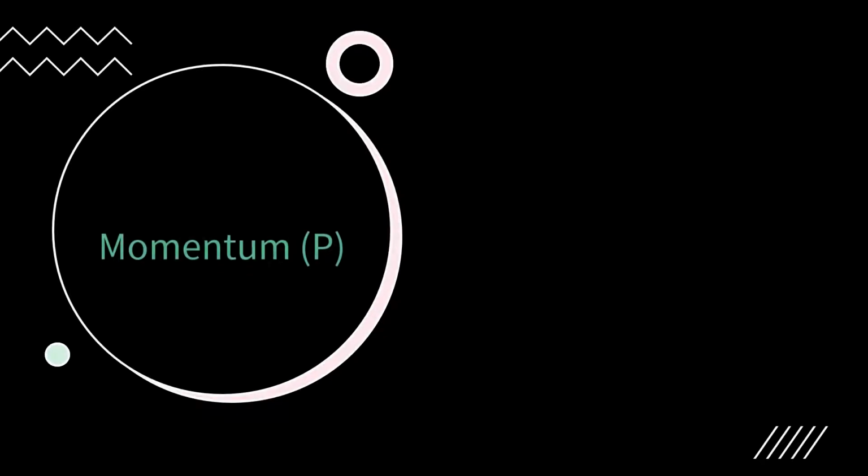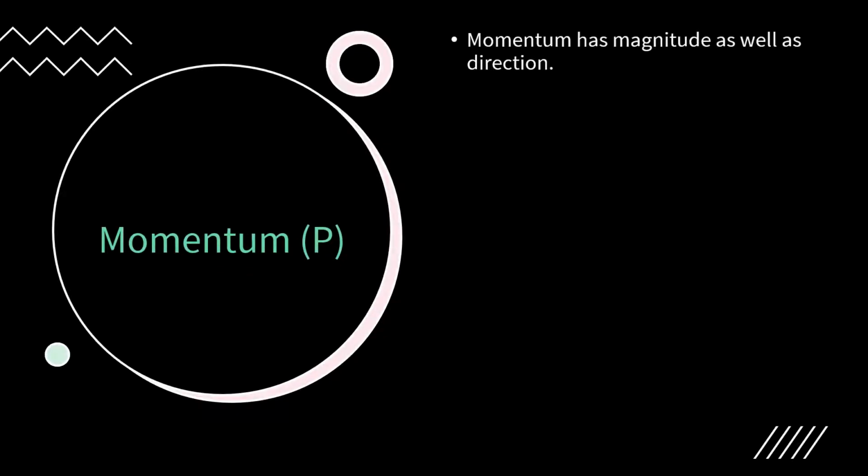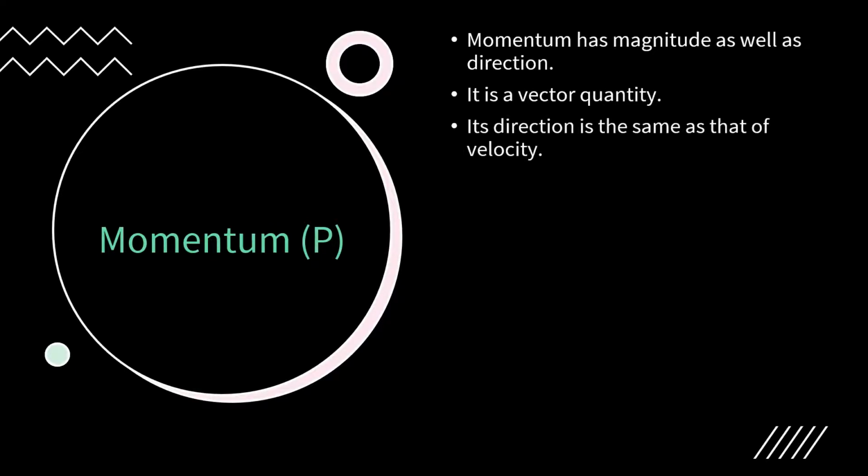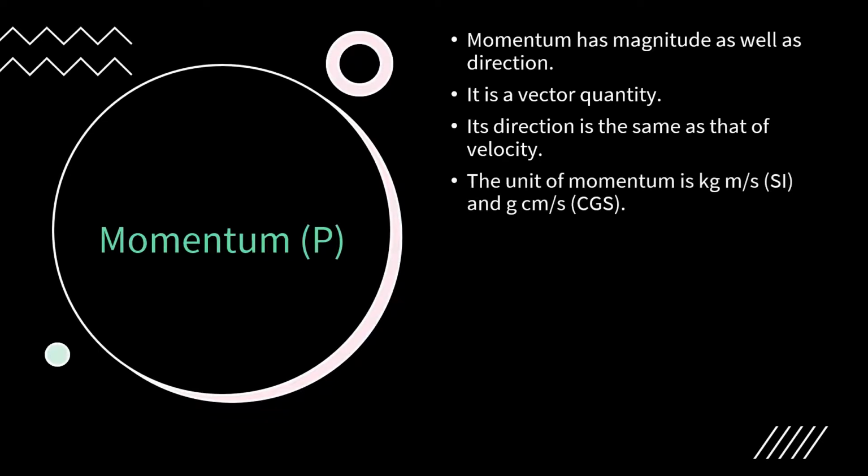Children, talking about momentum, momentum has both magnitude as well as direction. So it is a vector quantity. Its direction is same as that of its velocity. The unit of momentum is kilogram meter per second in SI unit and gram centimeter per second in CGS unit.